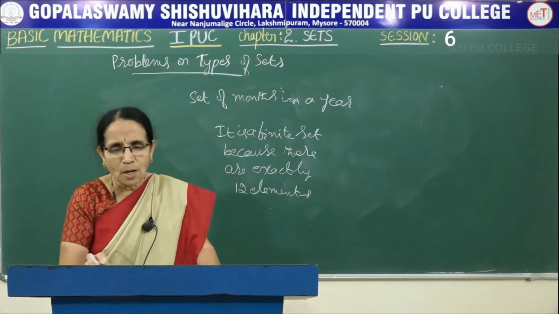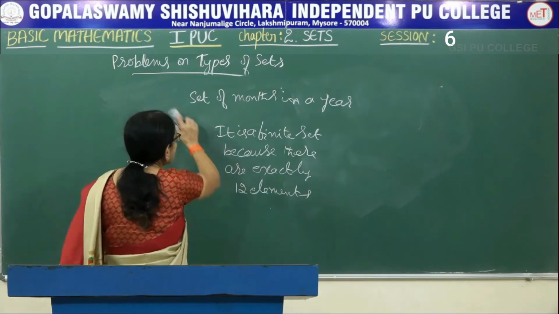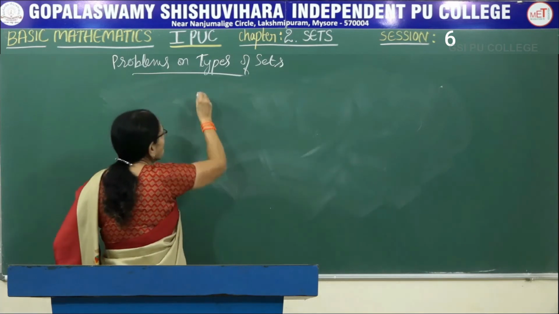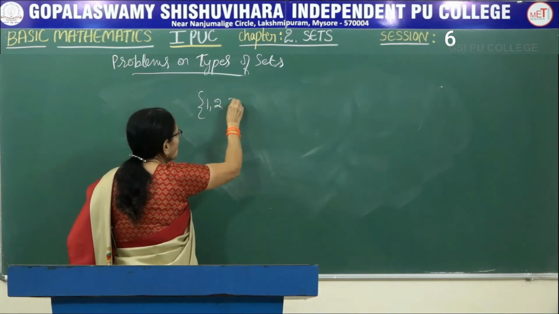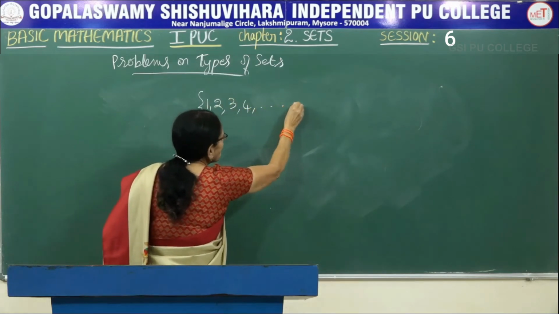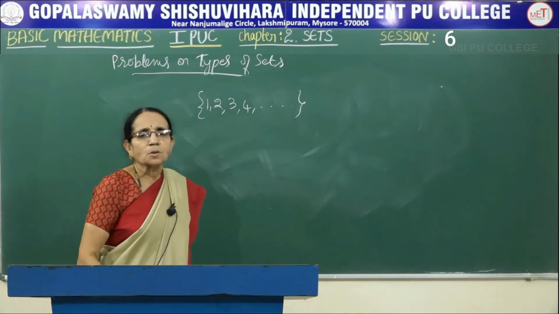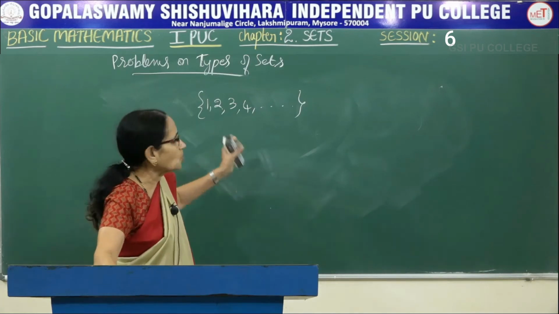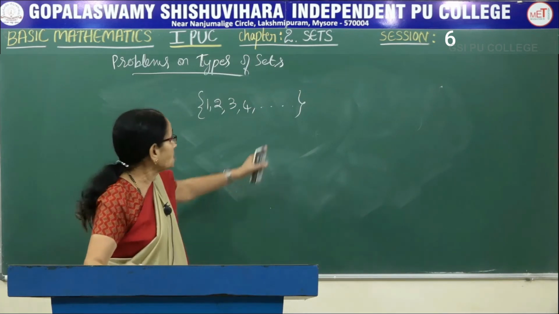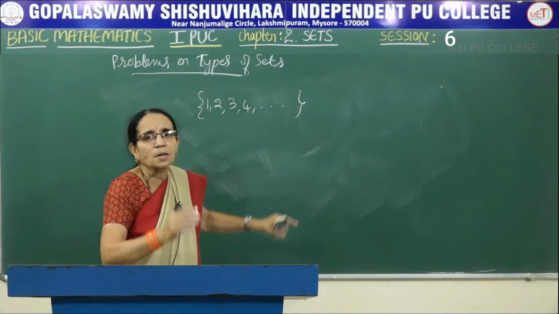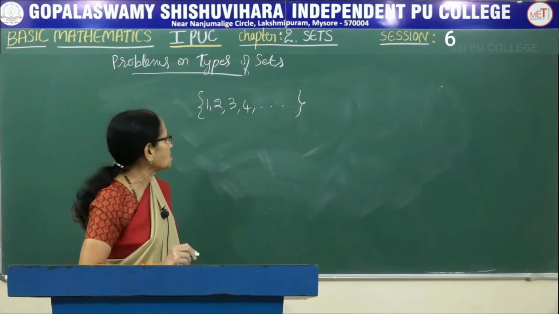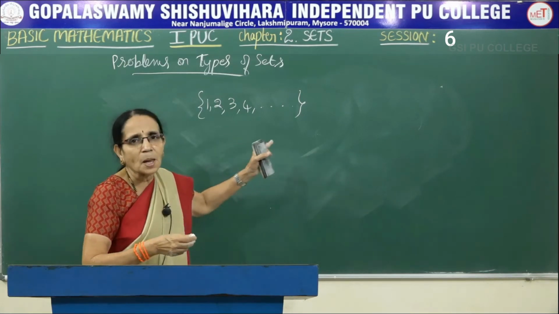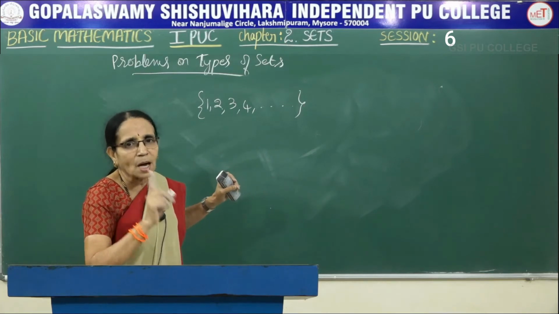Now let me move on to the next example. Sometimes the elements will be given directly, that is in the roster form. You take this one, 1, 2, 3, 4, and dashes are put like this. Can you say exactly how many elements are present here? Not possible, because we have just written 1, 2, 3, 4, etc. If the last element is given, we can count the elements and say it is a finite set. Whereas here, we do not know the exact number of elements. This is nothing but the set of the natural numbers, which is denoted by capital N.